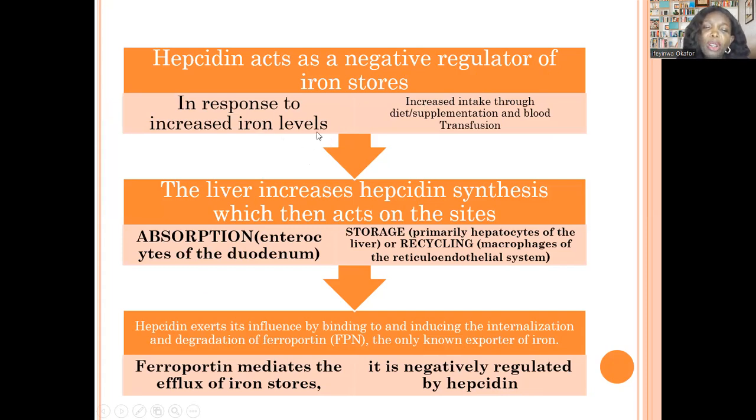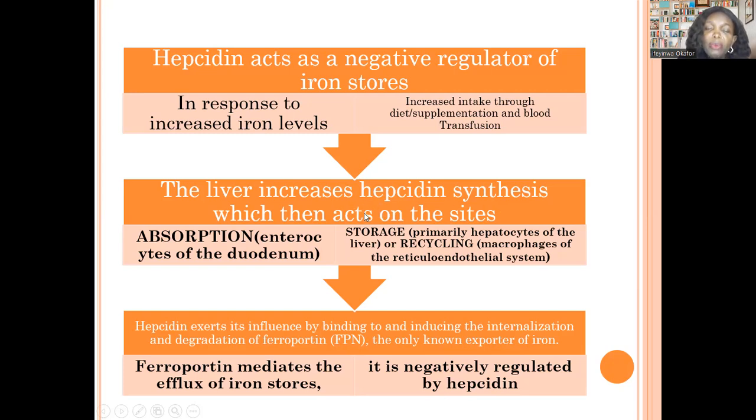In response to increased iron levels in the system, which can be due to increased intake through diet, supplementation, or blood transfusion, when our body is in a state of high iron balance, the liver increases hepcidin synthesis.